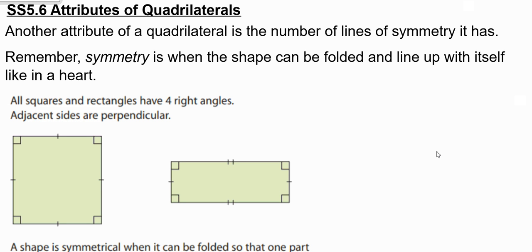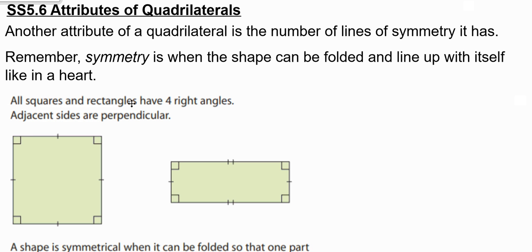In this lesson, we're going to be discussing attributes of quadrilaterals. Another attribute of a quadrilateral is the number of lines of symmetry that it has. Remember that symmetry is when a shape can be folded in line and line up with itself, like a heart. So oftentimes we fold a heart in half and it will line up perfectly. That means that we have a line of symmetry.